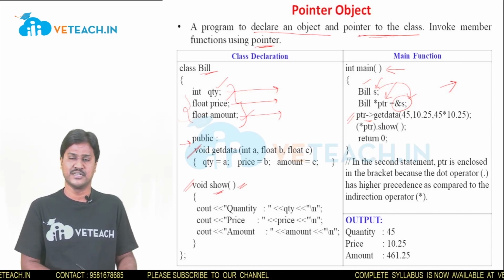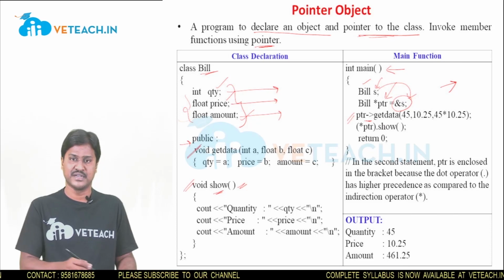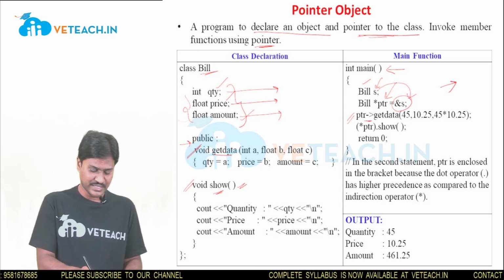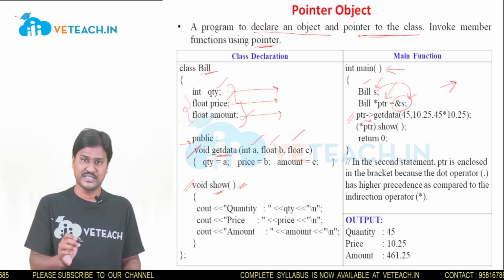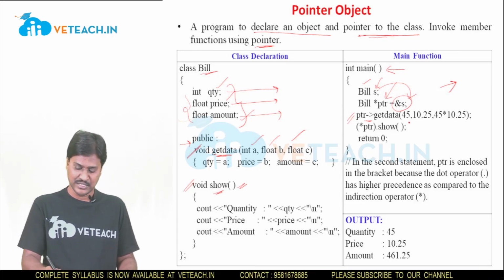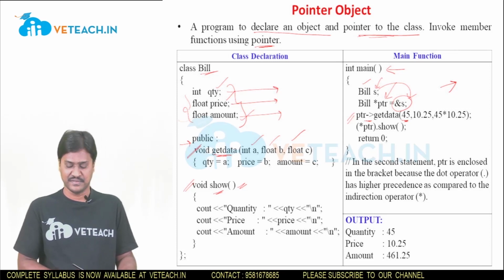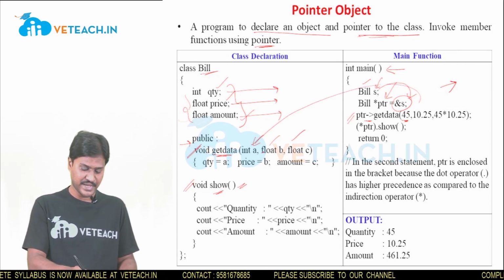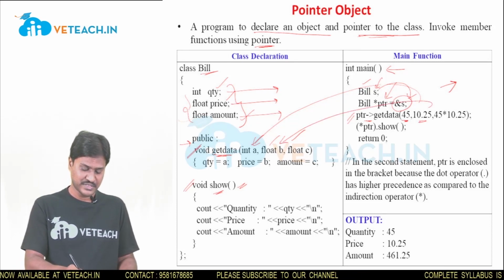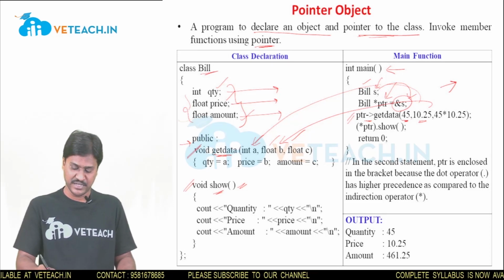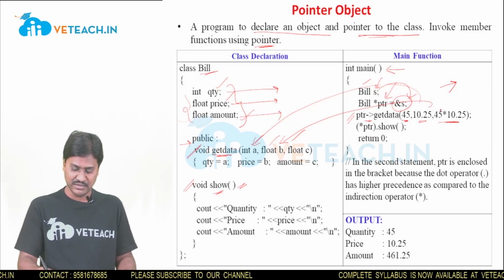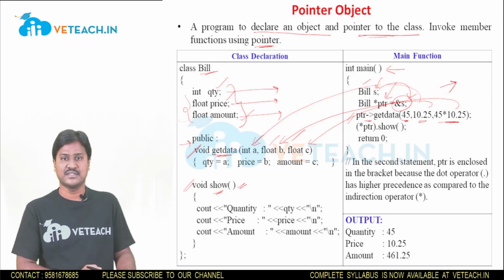By calling the member function name, the function is invoked at the point where it is called using the pointer object. To call get data, we need to pass three values. The first parameter is of integer type and the other two parameters are of float type. So I have given the first value as an integer, 45. This is loaded into A, and the second is a float value, 10.25. This is loaded into the second parameter of the function get data, B, and next is 45 into 10.25, which is stored in the float C.